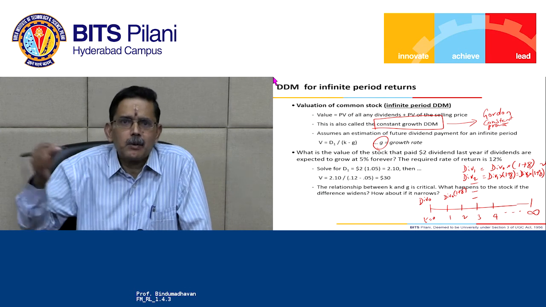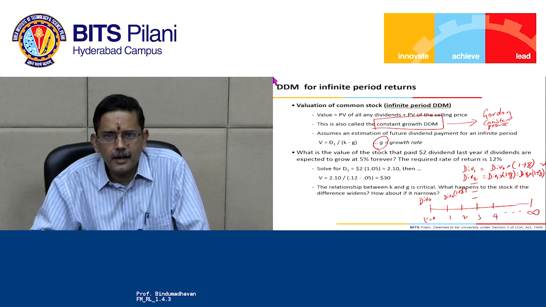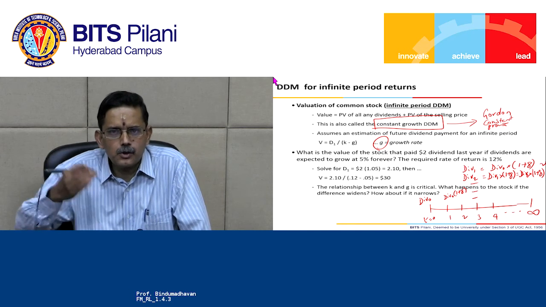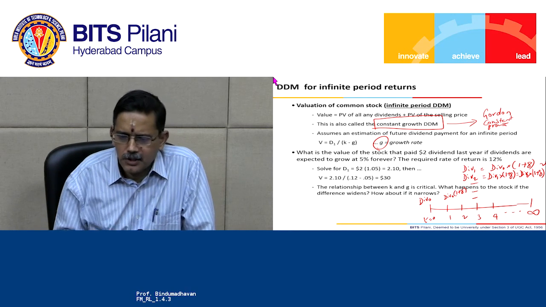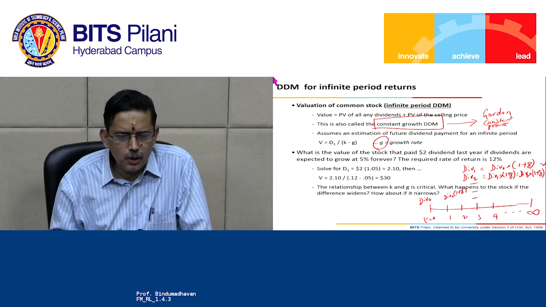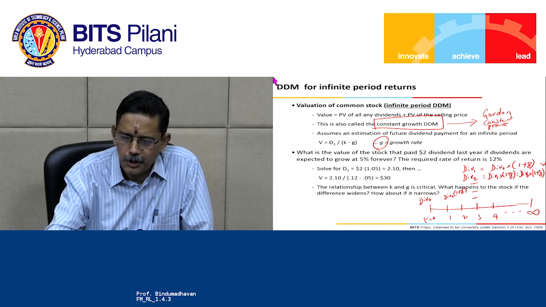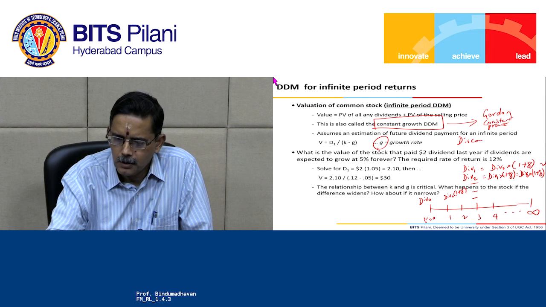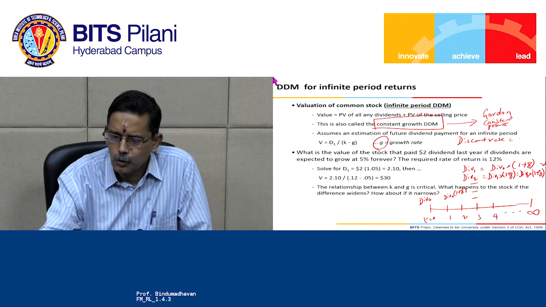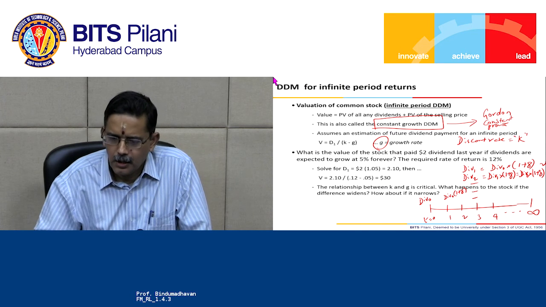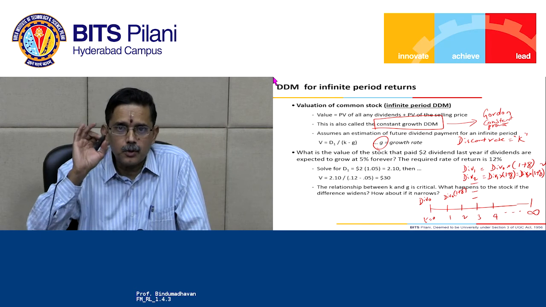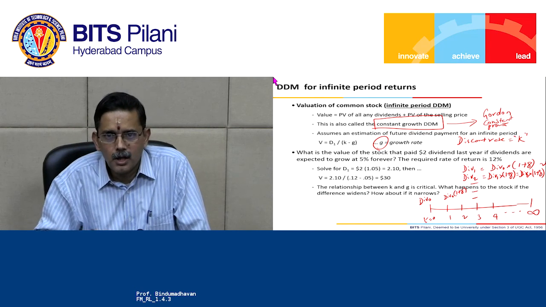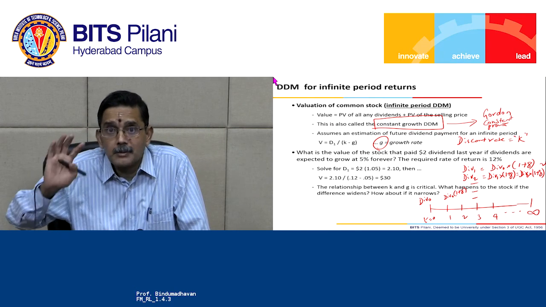So it's a geometric progression again. It is growing at the rate of G. And we know that the discount rate we are given, let's say the discount rate is given as K. So given a discount rate of K and given a growth rate of G, it's a constant growth rate. That is one of the simplifying assumptions of the model. In the real world, that may or may not be the case.